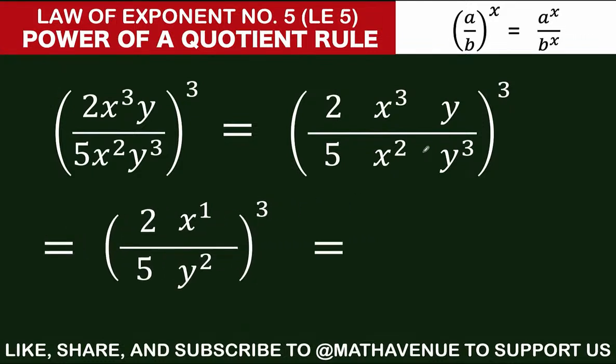So this one looks like this now. 2 to the third is equal to 8. Then x to the 1 times 3 is x to the third. 5 to the third is 125. And y squared raised to the third, so you multiply 2 times 3 to get 6. And that is now our final answer.